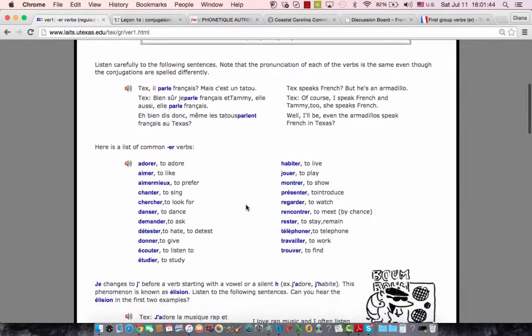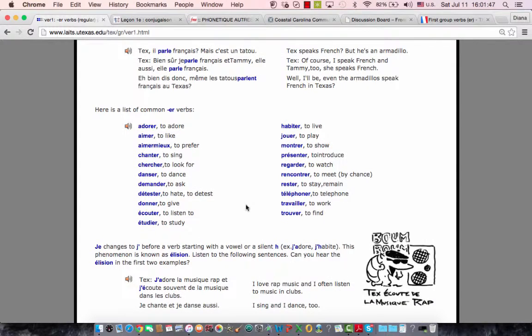Let's see a list of first group verbs. Adorer, aimer, chanter, chercher, danser, demander, détester, donner, écouter, étudier, habiter, jouer, montrer, présenter, regarder, rencontrer, rester, téléphoner, travailler, trouver.